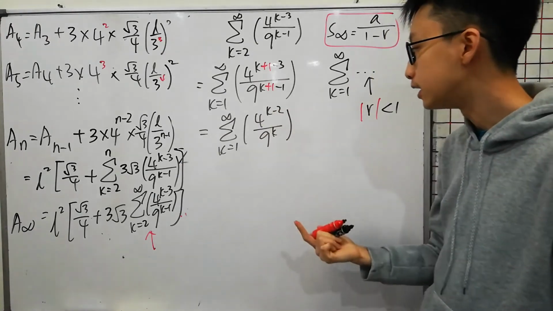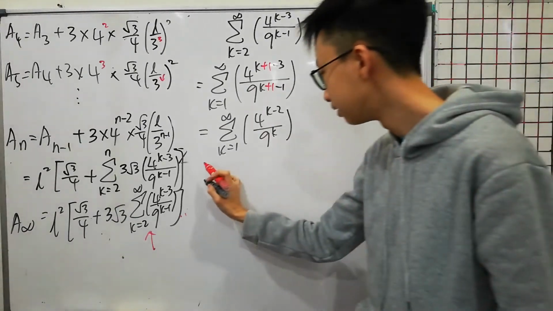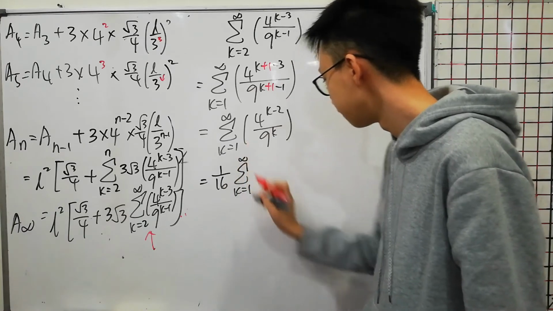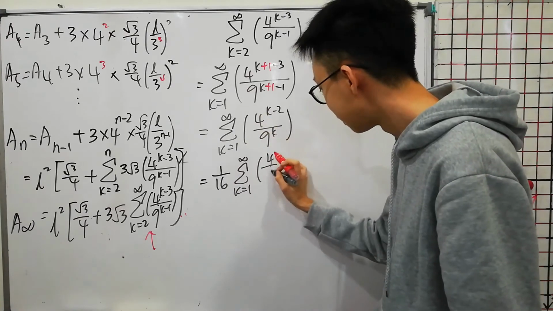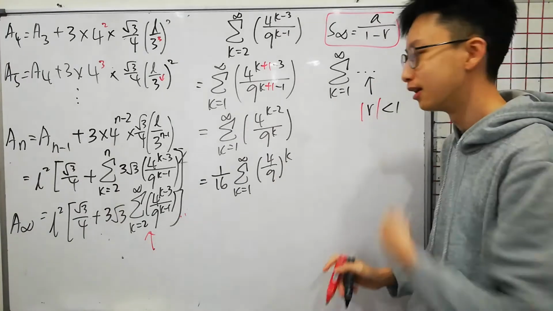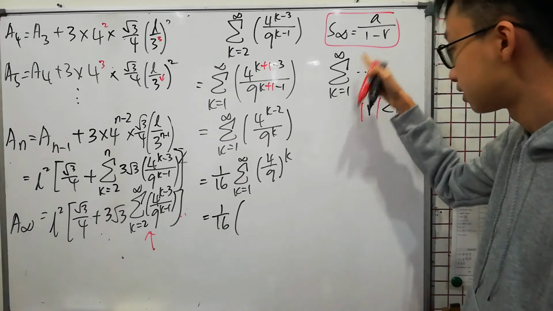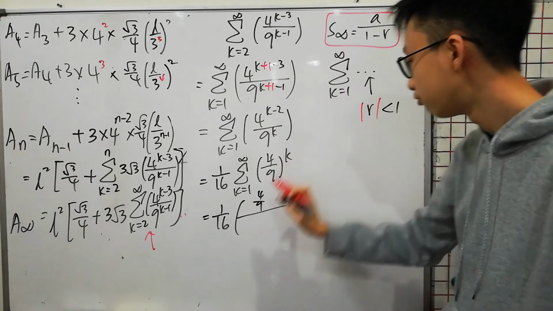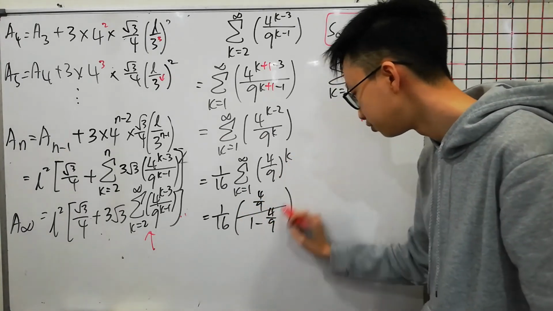So to make our life easier, I will try to factor out this 4 to the negative 2 power, which means it is 1 over 4 squared, which is 1 over 16. Now we already have 4 to the k, right? So we can write this together, k. Very nice. And we can use the formula now, which is 1 over 16. The first term is 4 over 9 raised to the first power, which is 4 over 9, over 1 minus, what is the common ratio? The common ratio is 4 over 9. So we try to compute this.